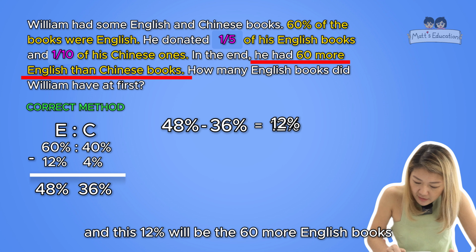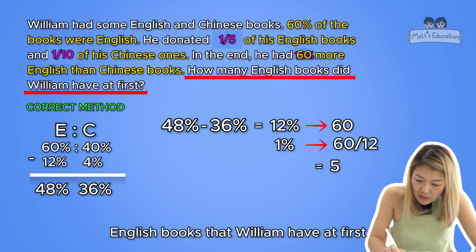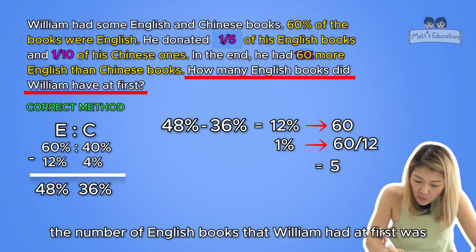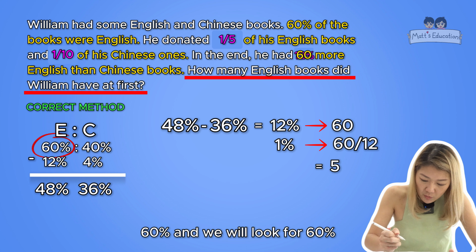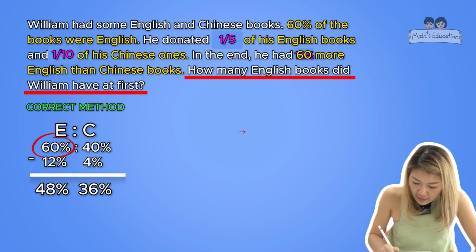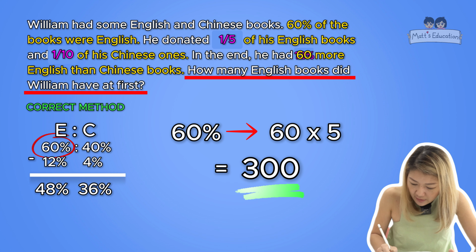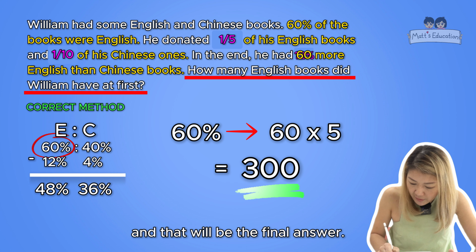1% will make 60 divided by 12, that's 5. And how many English books did William have at first? The number of English books that William had at first was 60%, and we will look for 60%. 60 times 5, that will make 300, and that will be the final answer.